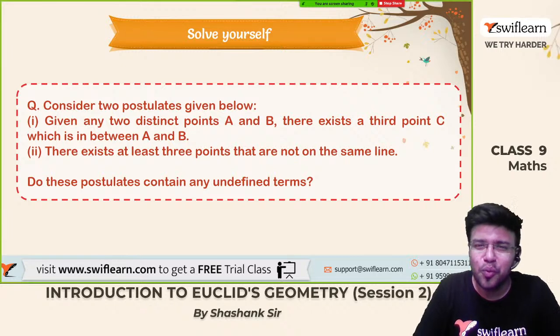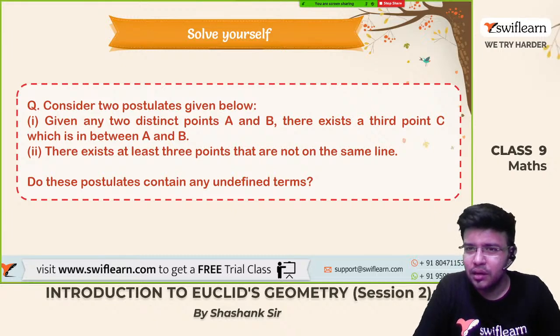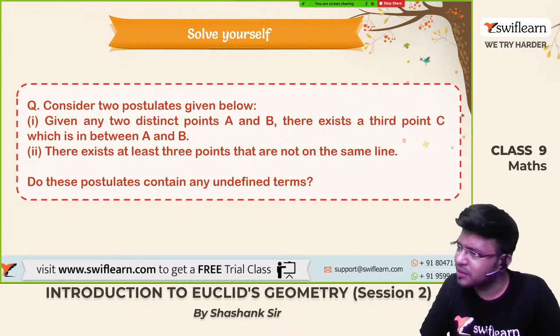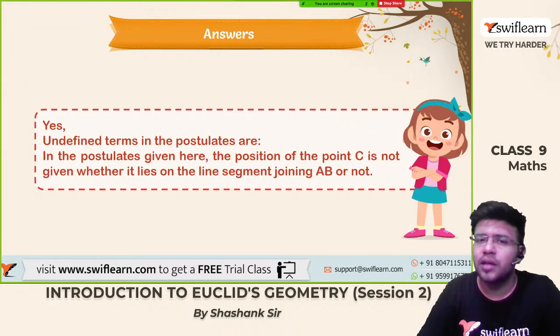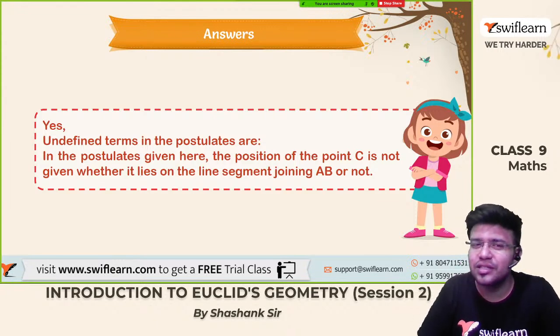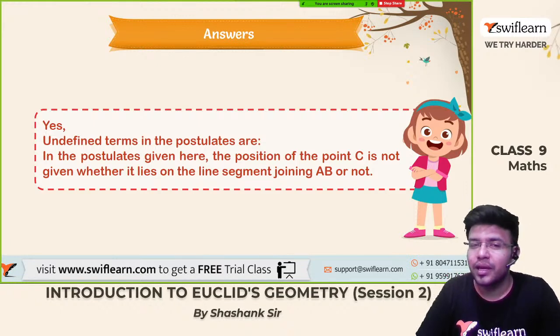Yes. Now consider two postulates given below. Given any two distinct points A and B, there exists a third point C which is in between A and B. There exist at least 3 points that are not on the same line. Do these postulates contain any undefined terms? Yes, there is an undefined term. What is it? The undefined term in the postulates given here: the position of point C is not given. Point C is between, it is given, but exactly where is it? That thing is not given.